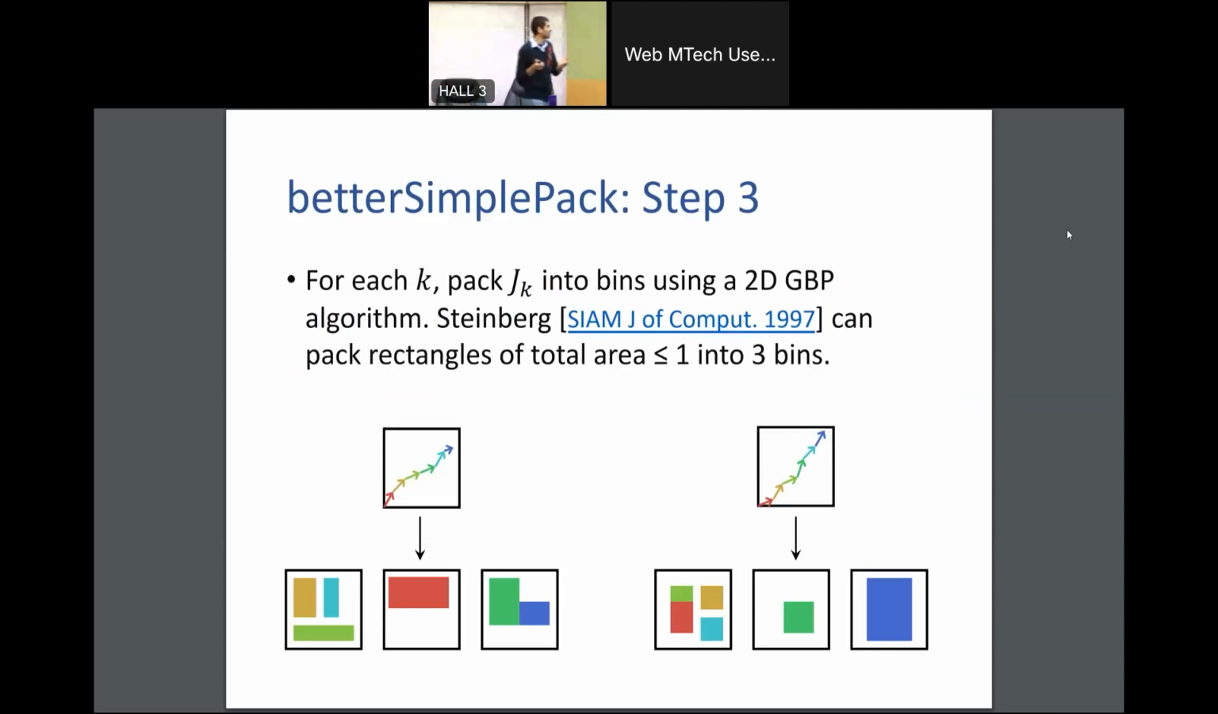Okay, so let's say these two bins are the d plus one-dimensional vector bin packing bins that we get, and for each such bin, we pack the geometric items using a geometric bin packing algorithm. Steinberg gave an algorithm that gives us the guarantee that if the items have total area at most 1, then they can be packed into 3 bins. And these items do have total area at most 1 because that's how we constructed I hat.